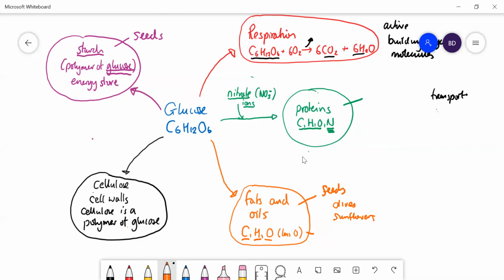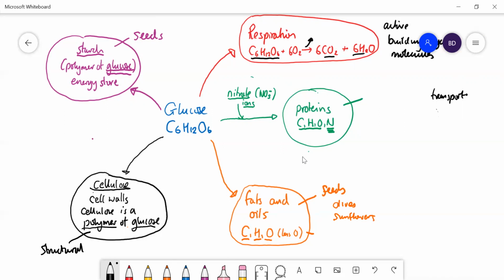Okay, and finally, let's have a think about how plants make cellulose. Now, cellulose is also a polymer of glucose, like starch, but it's not used as an energy store. Cellulose is a structural material, and it's used to give the cell wall mechanical strength. All plant cells are surrounded by a cellulose cell wall, which gives them strength. Also, the wood of a tree is basically cellulose which has undergone some more chemical reactions.